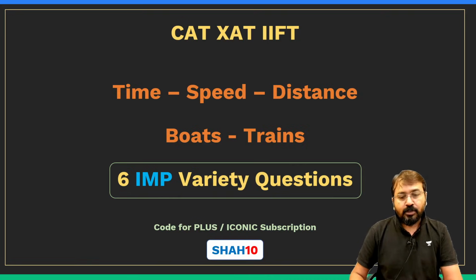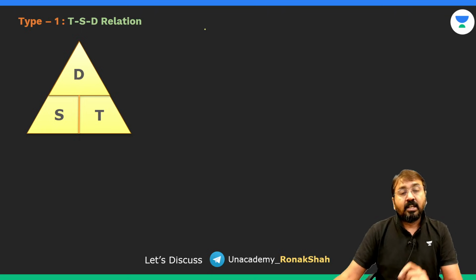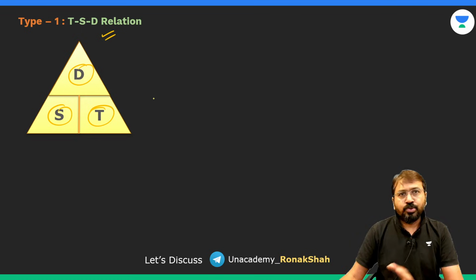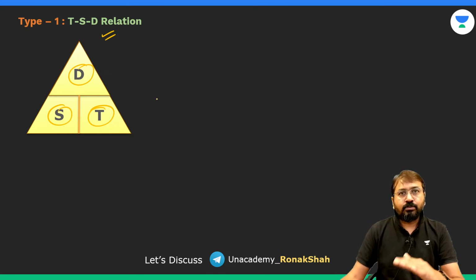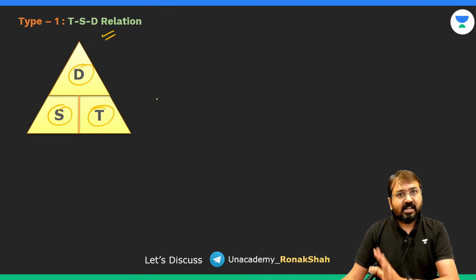So let's first of all understand what are the important varieties of question that are being asked in the CAT exam. So there are 6 varieties that I've identified. The first variety of question is simply based on the relationship between distance, speed and time. You are given distance and speed and you need to find out time and so on and so forth. And apart from that, you need to keep in mind that 1 kilometer per hour is 5 by 18 meter per second and so on and so forth.